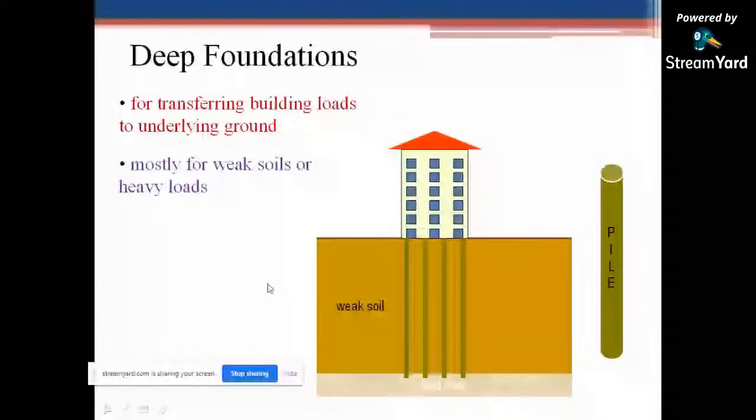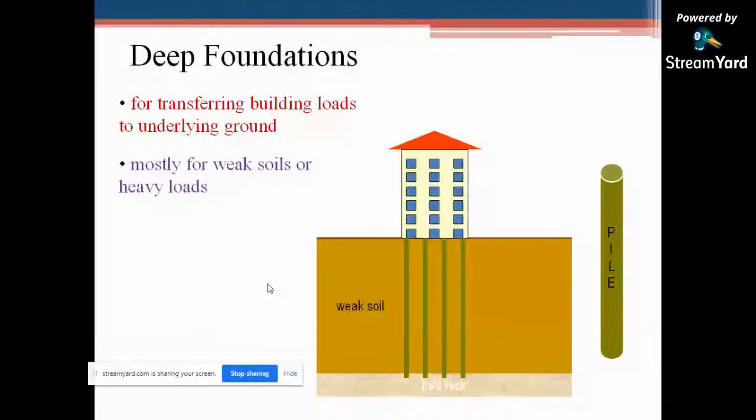Now deep foundations. For transferring building loads to the underlying ground, mostly for weak soils or heavy loads, we give piles. Piles are of two types, frictional piles and end bearing piles. If you have a bedrock here, you can bring the pile down to it, but if you get completely weak soil, then you can take the pile to a particular length. When there are heavy loads and weak soil, you have to consider pile foundation.